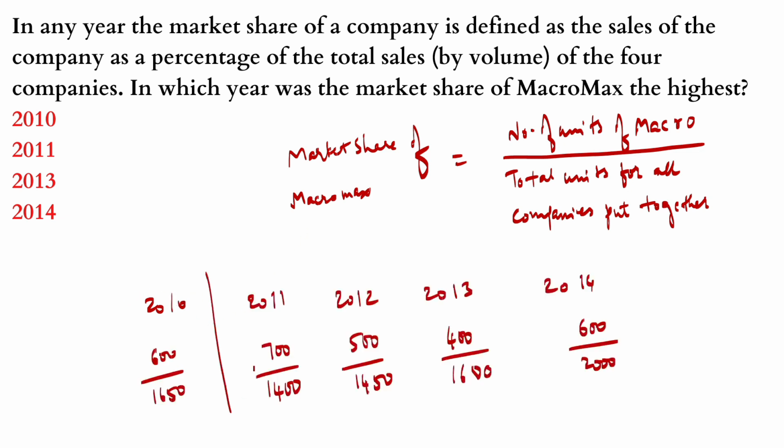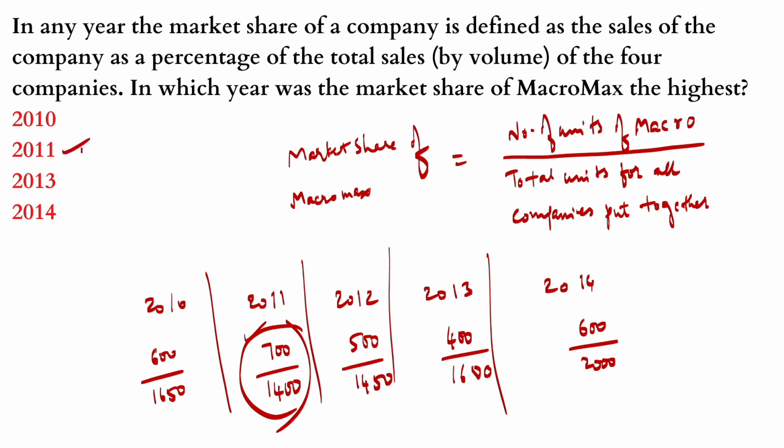So this is for all the years. If we compare all the years, the value of 700 by 1400, right? This is the highest. Why? Because the numerator is the greatest among all the numerators mentioned here, and the denominator is least for all the years mentioned here. So 2011 will be the highest.